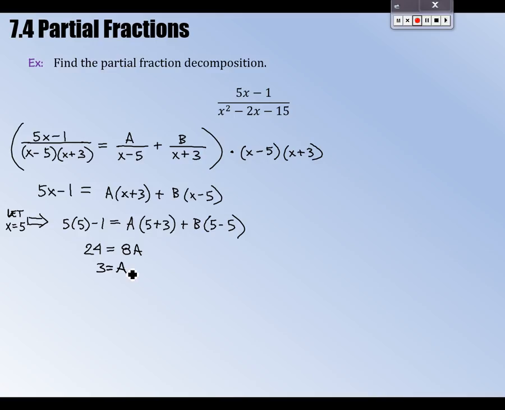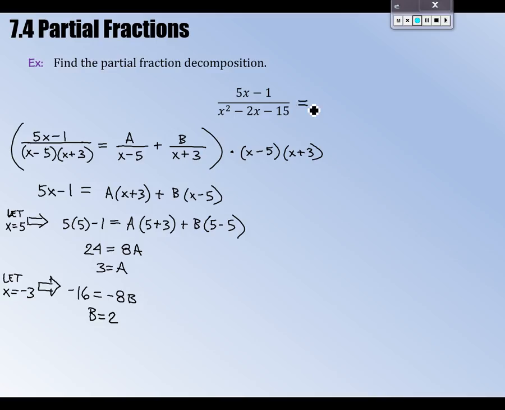Anyone else want to make a slick choice of x? How about maybe negative 3? So let's just do this a little more quickly. If we plug in negative 3, we get negative 16 on the left, and on the right we get negative 8B. So if you plug x equals negative 3 in, therefore B is 2.